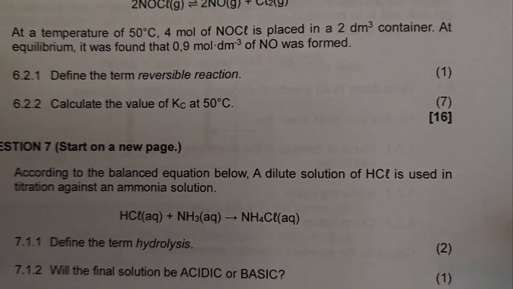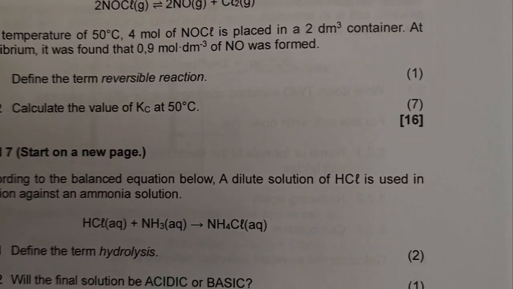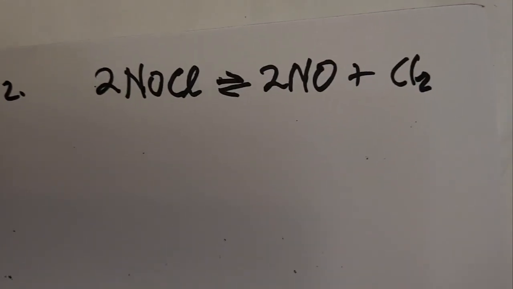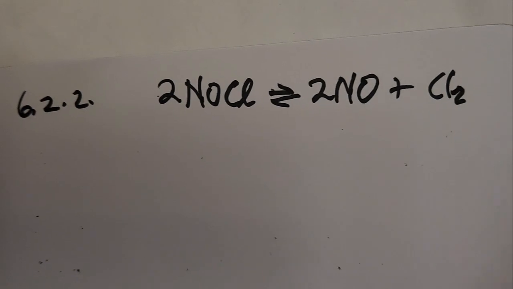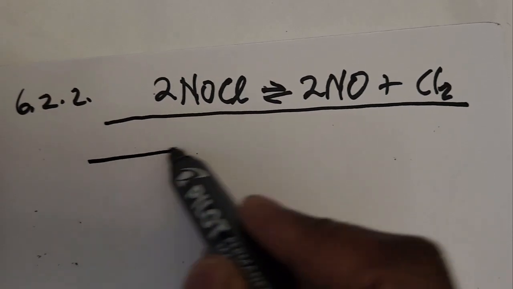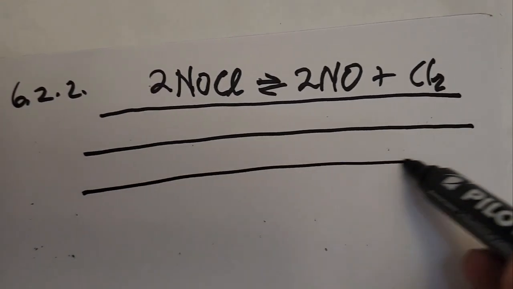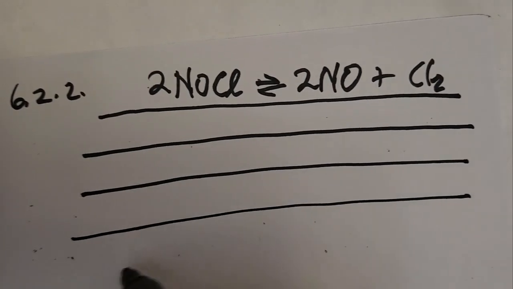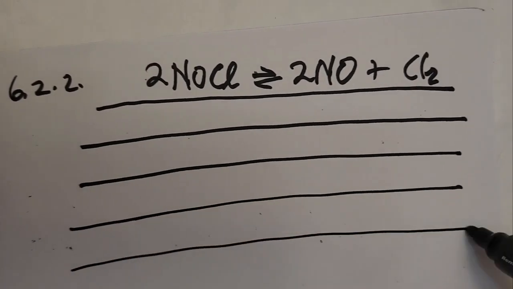We're calculating the Kc value. What we do, 7 marks, we just have to draw the table. Therefore, we copy the reaction, 2NOCl reversible with 2NO plus Cl2. Fine. What we do, remember, we have to draw 5 lines below this one. That's the best method. Draw 5 lines below the equation: 1, 2, 3, 4, and then 5.